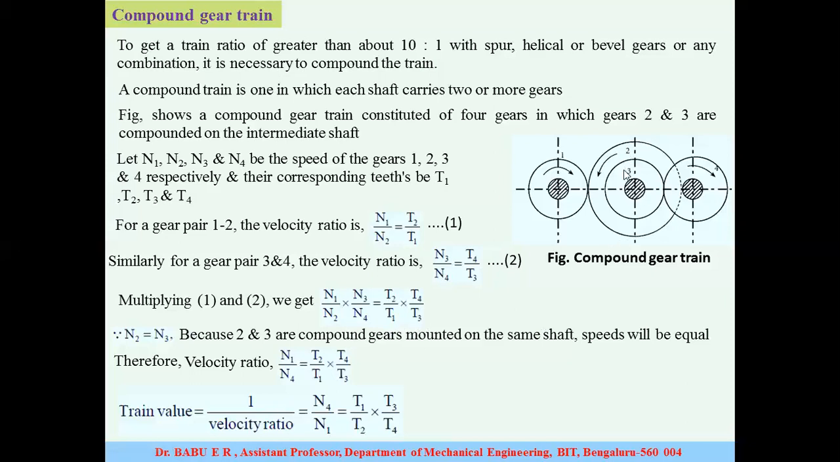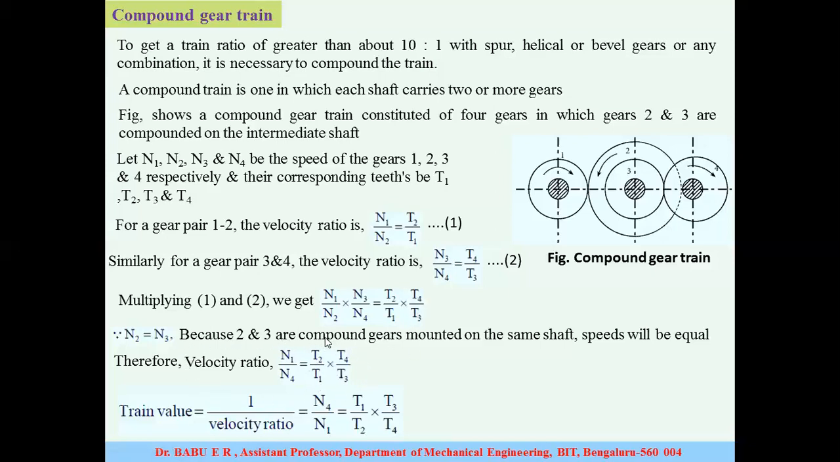Since gear 2 and gear 3 are mounted on the same shaft, the speed of gear 2 and the speed of gear 3 remain the same. So N2 must be equal to N3, because both gears are mounted on the same shaft. Because 2 and 3 are compound gears, their speeds are equal. Therefore, you cancel N2 and N3, and we get N1 by N4, which is equal to T2 by T1 into T4 by T3.